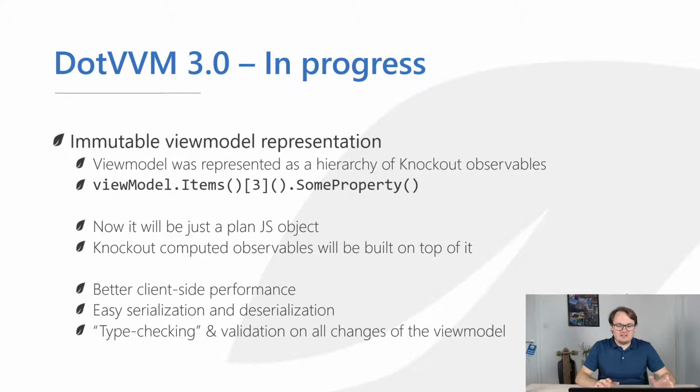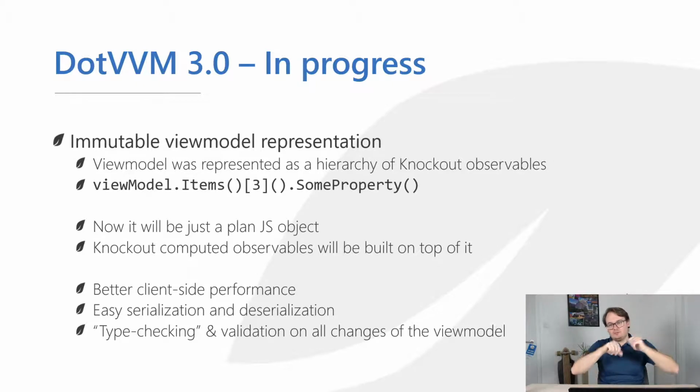And also it's unsafe, because if you set something incorrectly, you can break things. .vvm won't be able to serialize it correctly. The data won't be transferred to the server as it should be. So you can create a lot of problems which are difficult to debug. So we want to represent the view model as a plain JavaScript object.